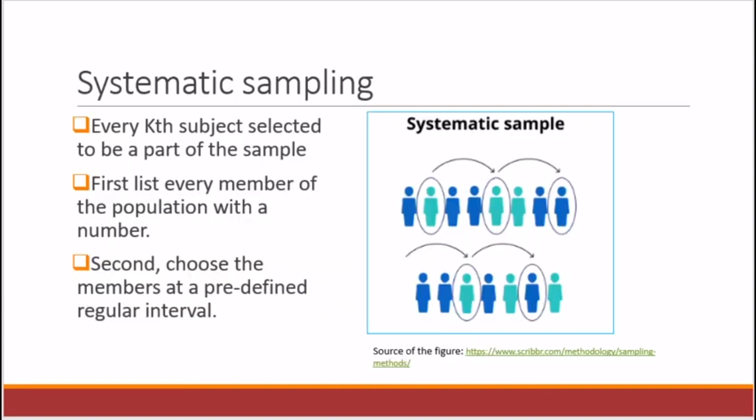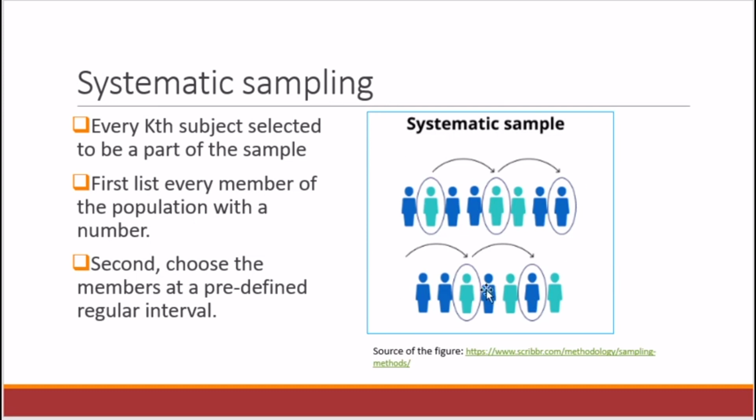The other technique of sampling is called systematic sampling. A systematic sampling gives you a chance to choose every kth subject to be a part of the sample. For example, here we've got every third subject. Let's say the one is missing in the figure, but 1, 2, 3, 1, 2, 3, and it goes on and on. Every kth subject is selected to be a part of the sample.